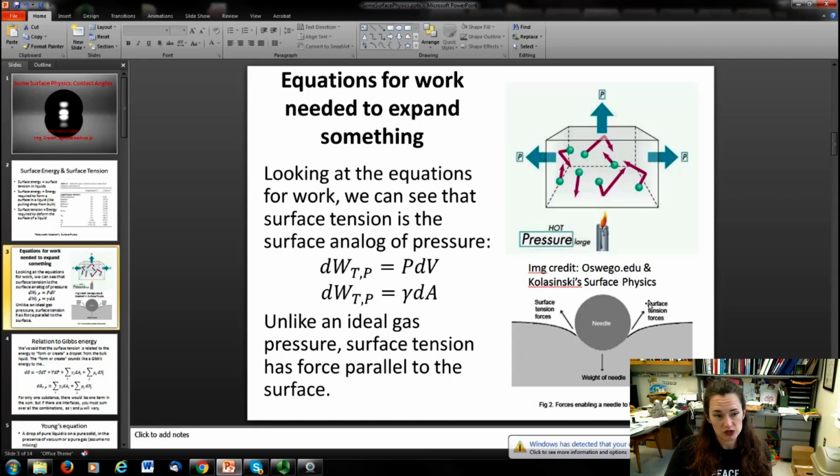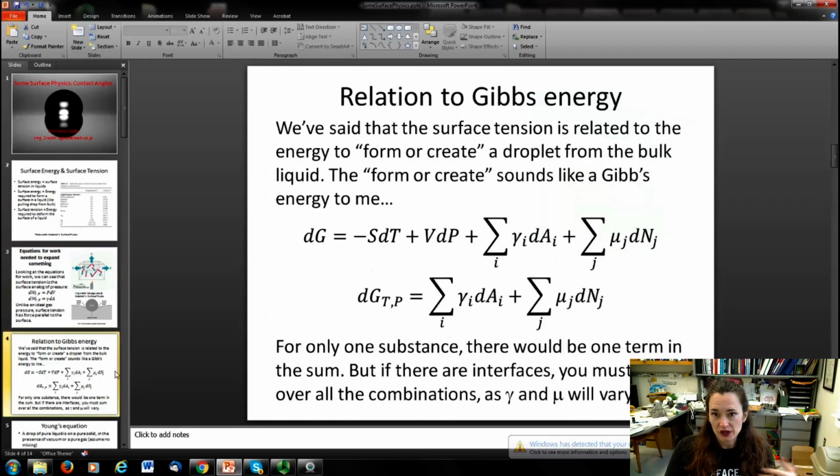Now remember, this is related to the Gibbs free energy. We've said that the surface tension is related to the energy to form or create a droplet from the bulk liquid, and form or create, you should always think of a Gibbs free energy. If you hold the temperature and the pressure constant, then you can sum over gamma dA. For each interface, you'll have a different value of gamma and A, of course.